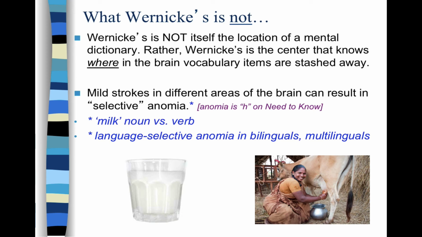And she will say, oh, this farmer is milking the cow. You say, oh, yeah, and this is a glass of nothing. So the word is there as a verb, not as a noun. Go figure. Even more bizarre is when there is language selective anomia in bilinguals or multilinguals.